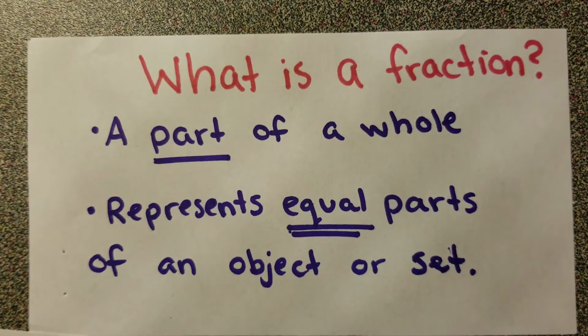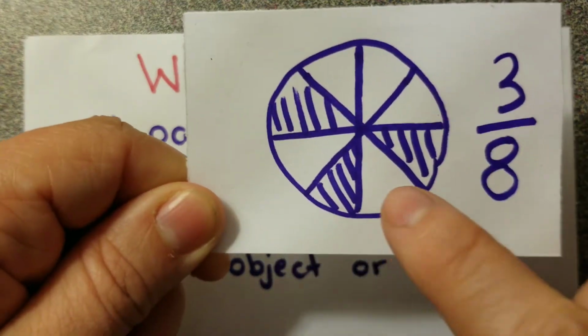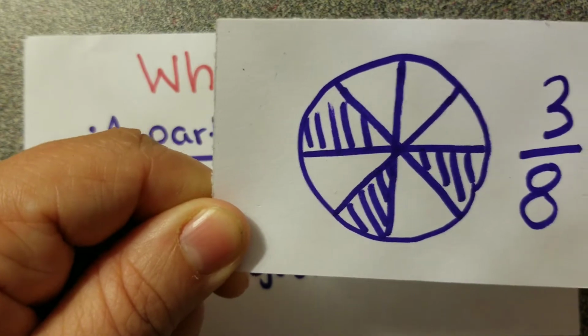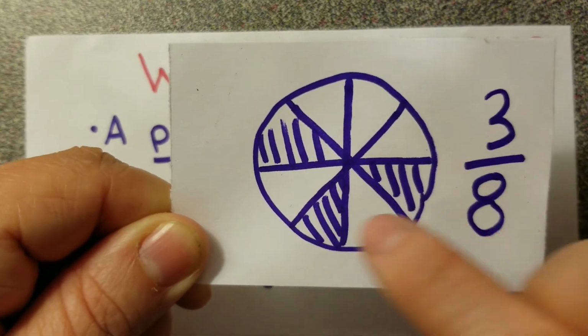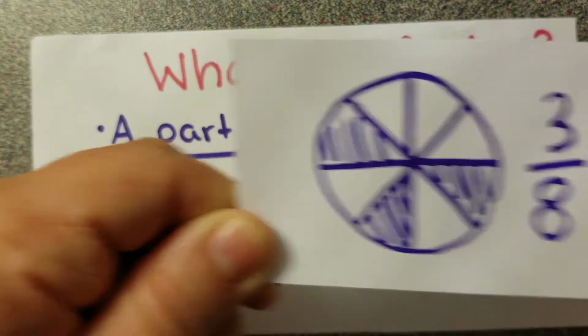So what is a fraction? A fraction can be a part of a whole. In this case, we look here and we can see a whole pie, and here there are 3 pieces missing, so 3 parts are missing, or 3/8. There are 3 out of the 8 pieces missing or colored in.